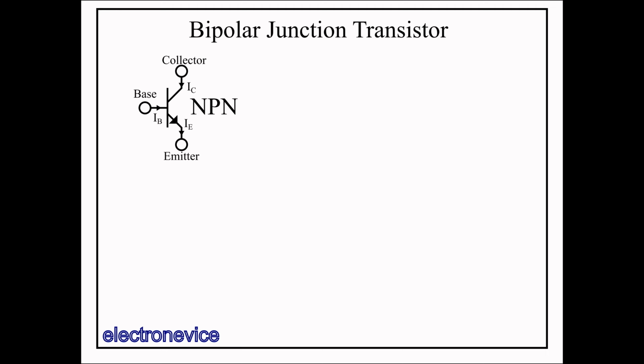It has three terminals, the base, collector, and emitter. I've also noted that there are three currents, the base current into the base, the collector current into the collector, and the emitter current out of the emitter.